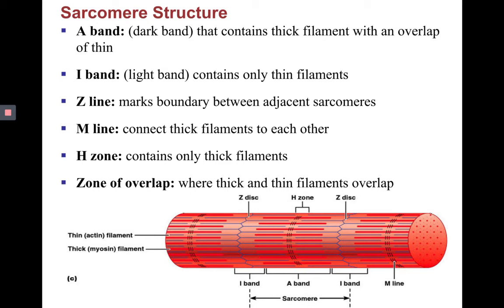Let's go back to A versus I band. Yes, the A band is the dark band, but that's because it contains thick and thin filaments. They're overlapping. The I band is the light band because it contains only thin filaments, therefore its shadow is not as dark as the overlapped A band.